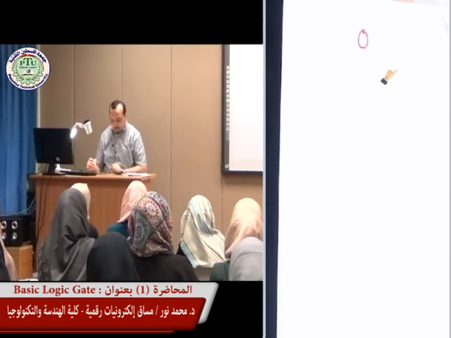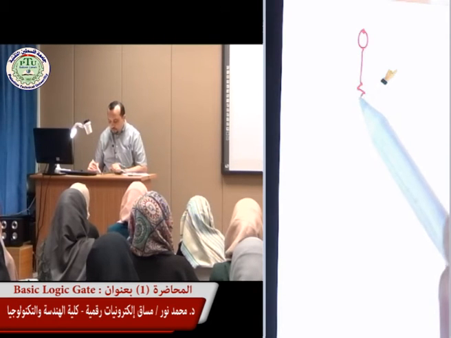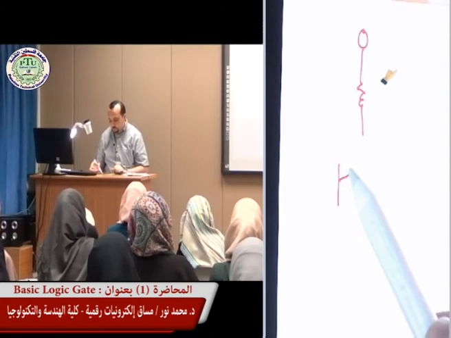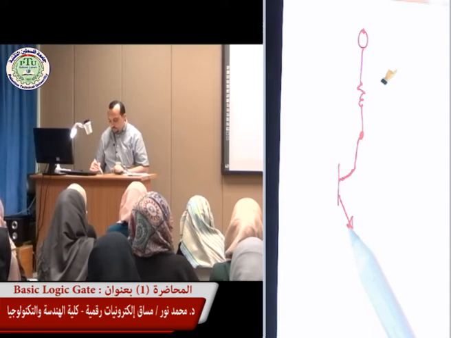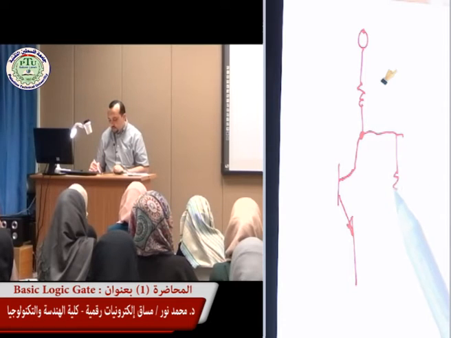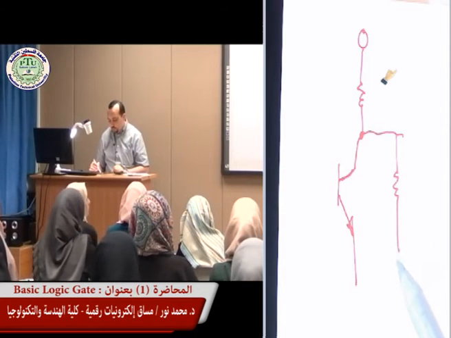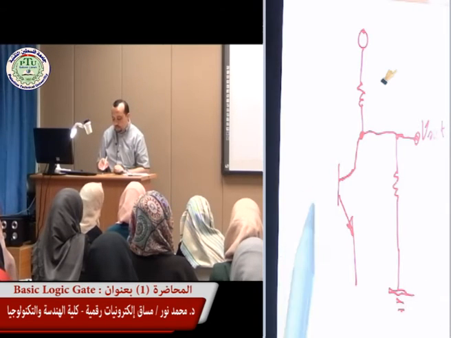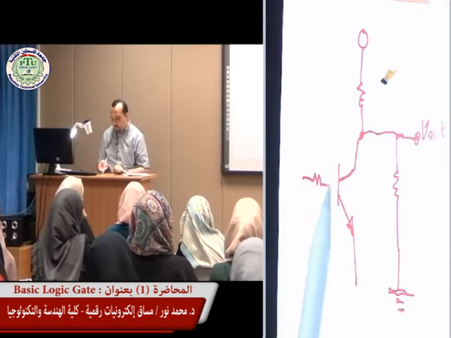Okay, we have this transistor, we have a resistor, and we have a BJT. Okay, and from here there is another resistor connected to ground. And here is the V out. Now we have a resistor at the base, and we also have a clock.